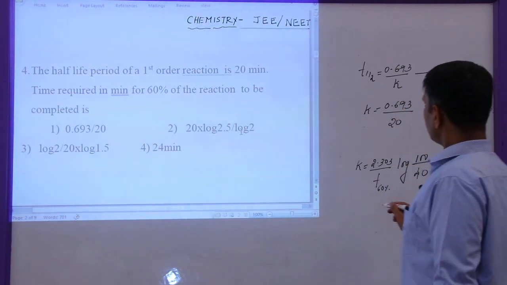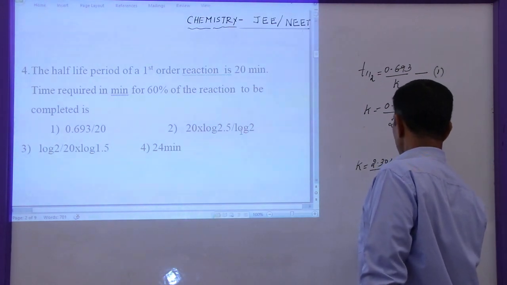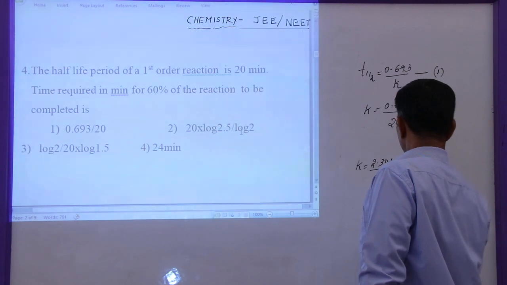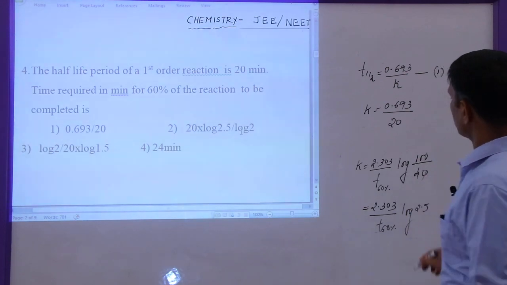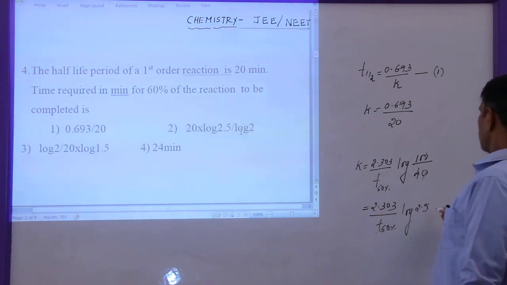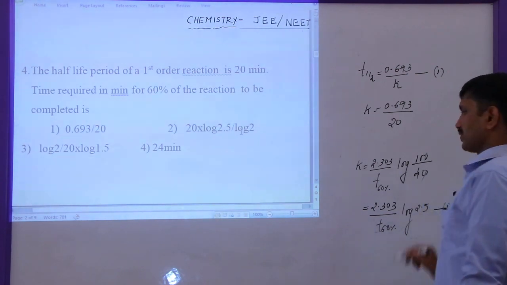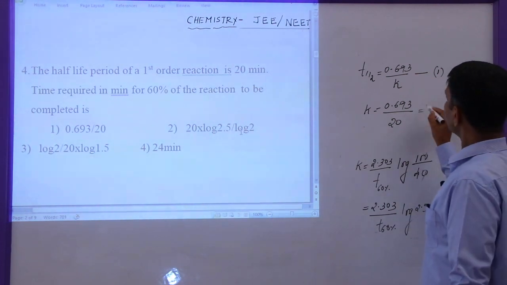So this has become 2.303 by T for 60% times log of 2.5. Now this equation you consider as the second equation. So the first equation can be modified. You know how to get this equation.